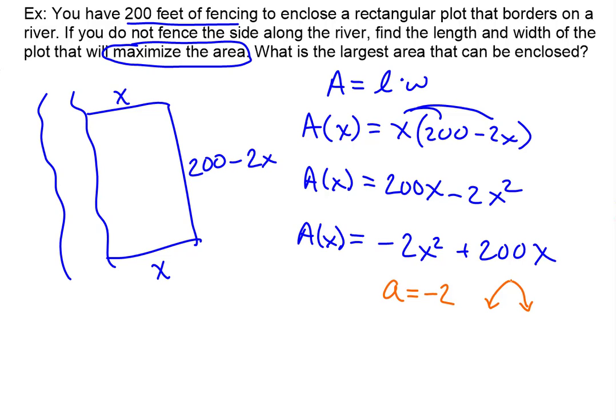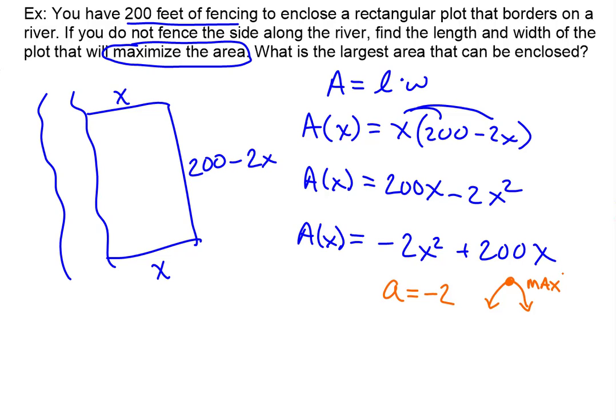If it opens downward, the vertex is at the top, which of course would represent the location of the maximum of the function, which is exactly what we're trying to do here. We're trying to maximize the area. We have the area now represented by a quadratic parabola function, and so this is all making sense.